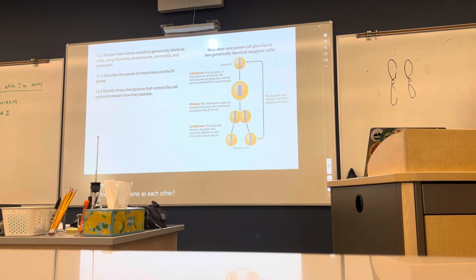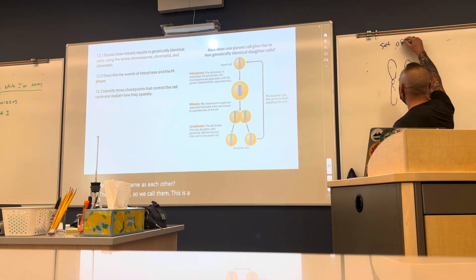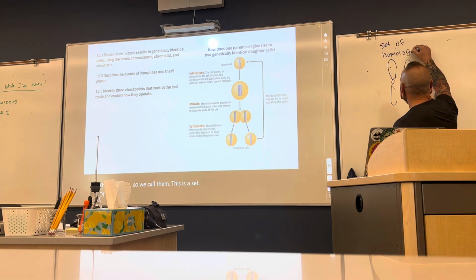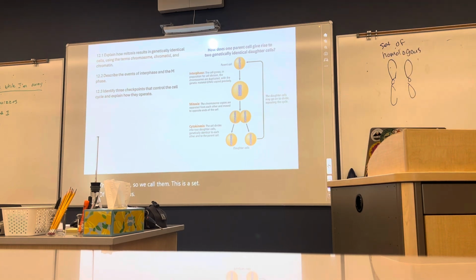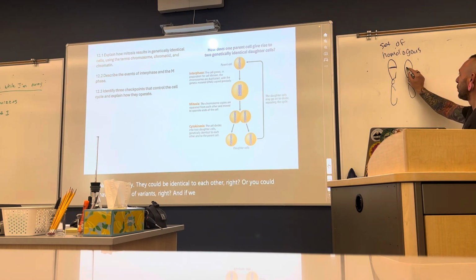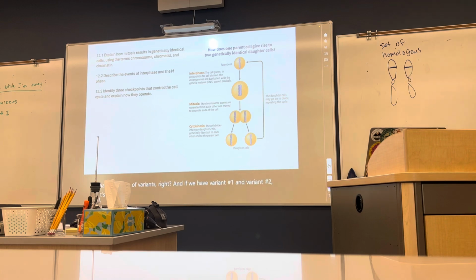They are. So we call this a set of homologous chromosomes. Two homologous chromosomes mean they have all the same genes on them. Will those genes necessarily be identical to each other? Not necessarily. They could be identical, or you could have a couple of variants. If we have variant number 1 and variant number 2, it's the same gene, but those genes aren't identical to each other because one of them might have a mutation that makes it slightly different. It's a different version of that gene.